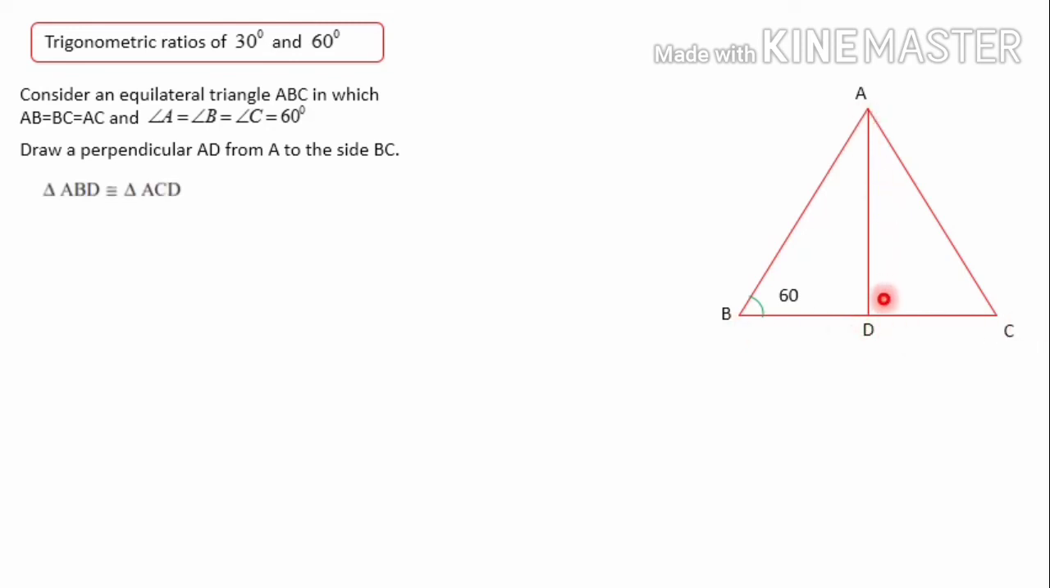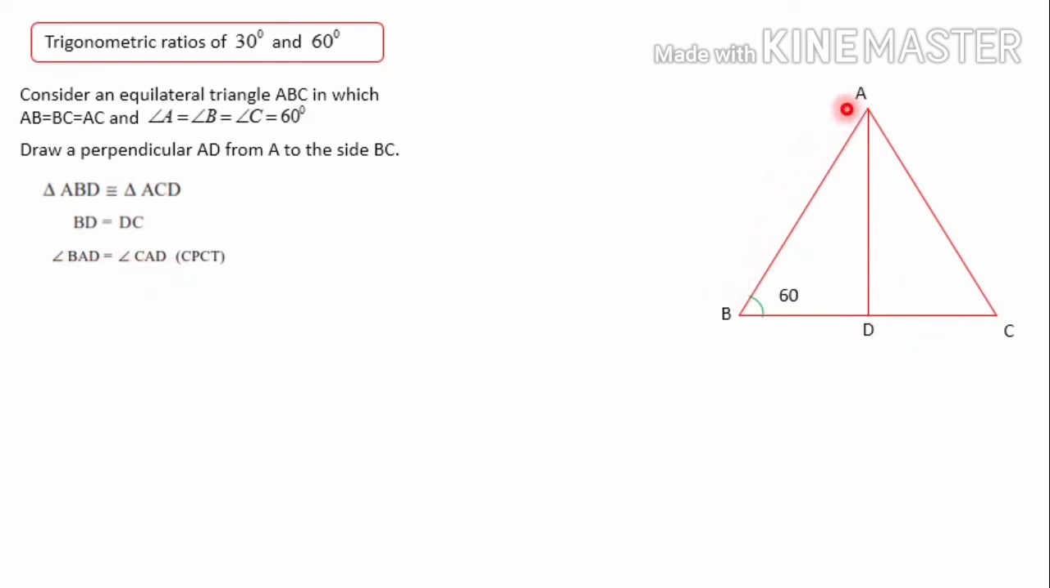So whenever this perpendicular AD comes into this triangle ABC, it becomes two triangles. One is ABD and another one is ACD. Here, triangle ABD and triangle ACD are congruent. By using CPCT, we can say that BD and DC are equal. Here BD and DC are equal because they are the parts of congruent triangles. Again, angle BAD and angle CAD are equal.